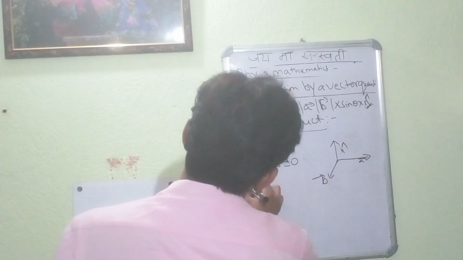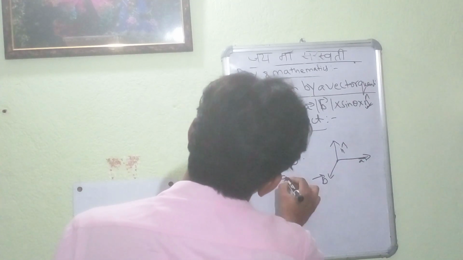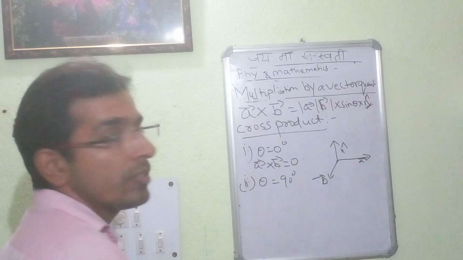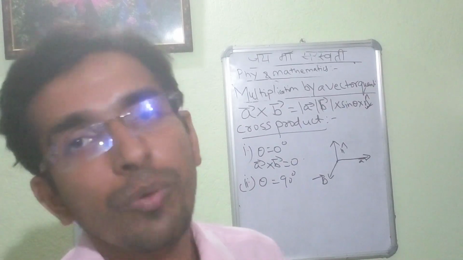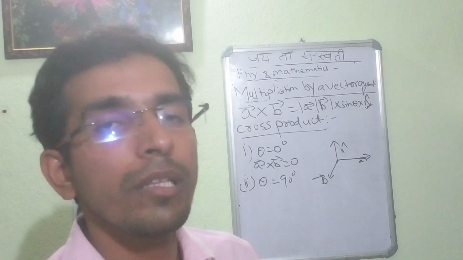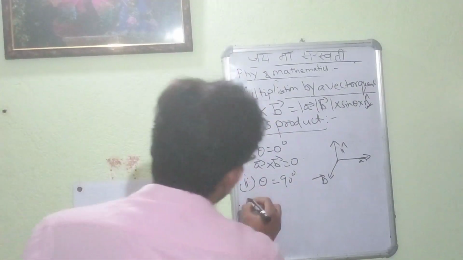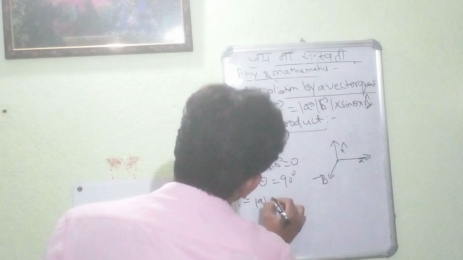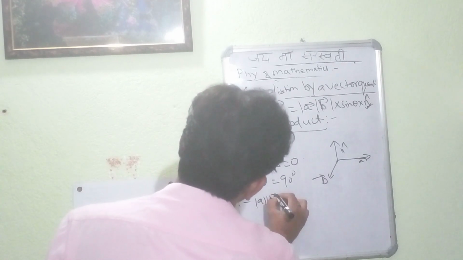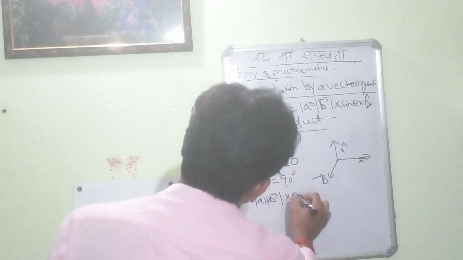No resultant. Secondly, when theta is equal to 90 degree, that is, whenever both the vectors are mutually perpendicular to each other, then in the cross product we will be getting the value magnitude of A into magnitude of B into n hat.